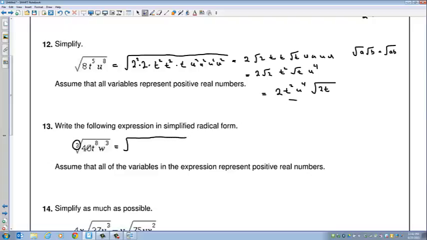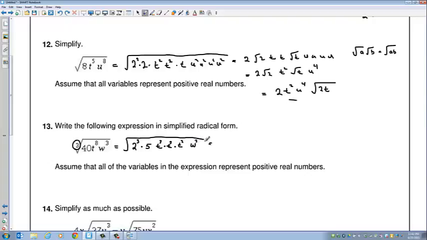So here I have 40. And when I see 40, my times table is telling me that, hey, this is 8 times 5. And 8 is actually 2 cubed. So that's great. So it's 2 cubed times 5. And then t to the 8th can be written as t cubed times t cubed. So that's really t to the 6th times t squared. So that's t to the 8th. And then w cubed is already cubed, so you just write it down, w cubed.